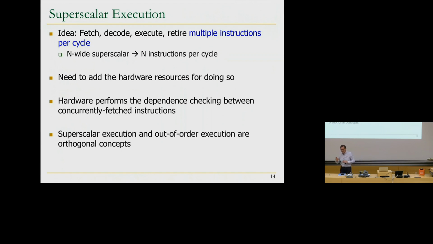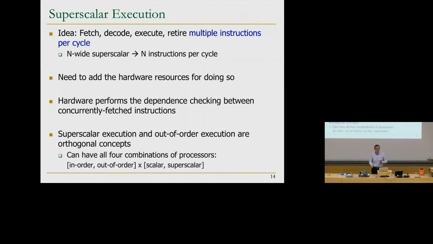Actually, the paper that I assigned you doesn't do justice. The title is The Microarchitecture of Superscalar Processors. It should really be the microarchitecture of out-of-order superscalar processors, because these are 2 completely orthogonal concepts: superscalar execution and out-of-order execution. And you can actually have combinations of all of them. You can have an in-order processor that doesn't do out-of-order execution internally.